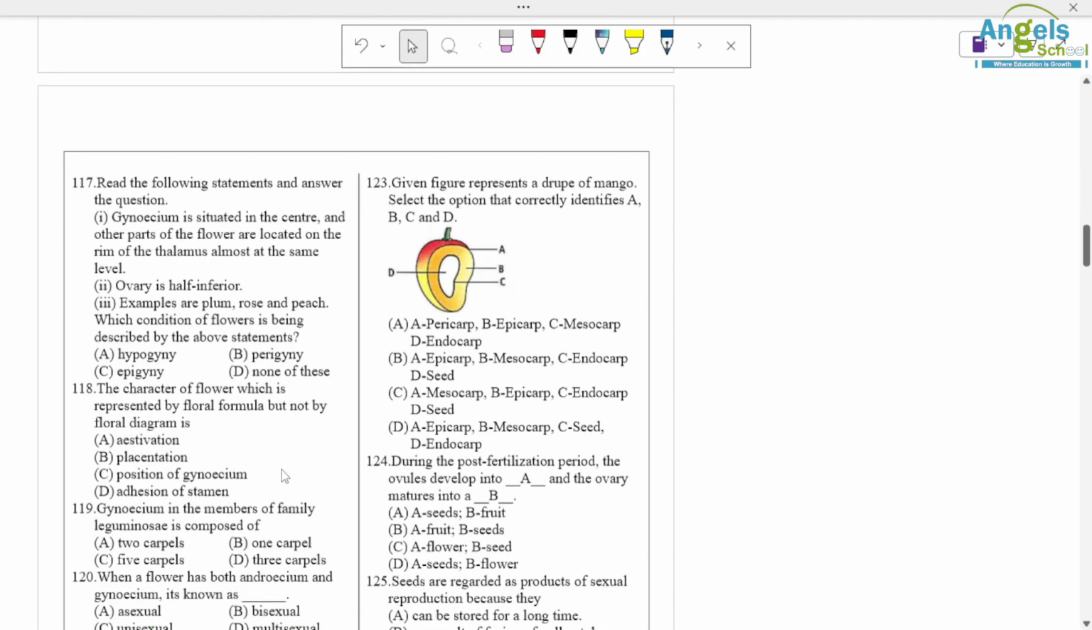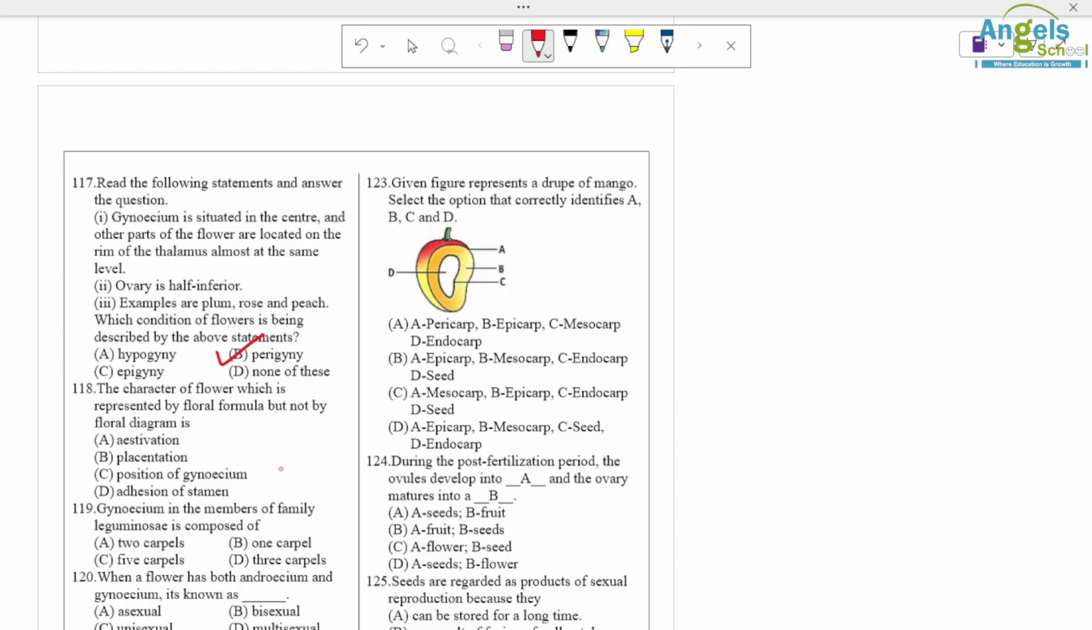Okay, read the following statement and answer the question. Gynoecium is situated in center and other parts of the flower are located on rim of thalamus almost at the same level. Ovary is half inferior and plum, rose, and peach are the examples.